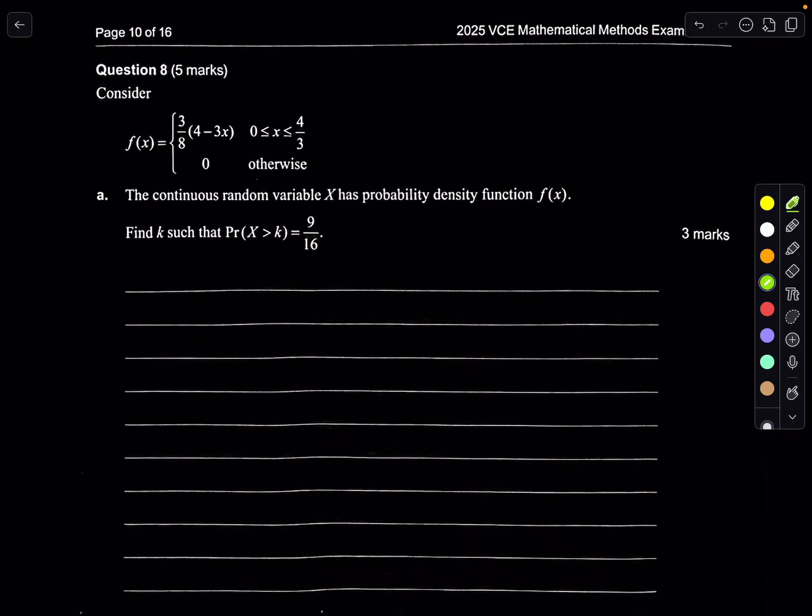So question 8 says, consider this function, where the continuous random variable x has a probability density function f of x. Find k such that the probability that x is greater than k equals 9/16. One of the most typical types of questions. Very easy. Exam 1 specifically always has these types of questions, which are probability density functions. The way I work through them is to first make a fake graph. You don't actually need to really graph this, because you can just make a fake graph and work through it.